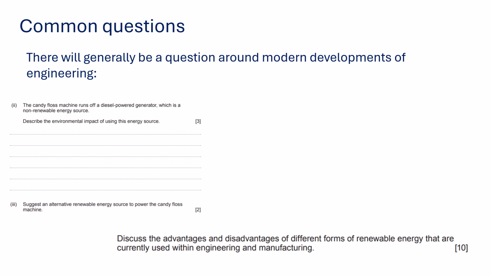It could also, though, be something a little bit more general, like we can see on the screen here, of discuss the advantages and disadvantages of different forms of renewable energy. That's quite a general question. If it is asking you about a particular product, make sure you are relating all of your points to that product. If you are giving very general points and it is a very specific product they are talking about, it is then difficult to award those marks.